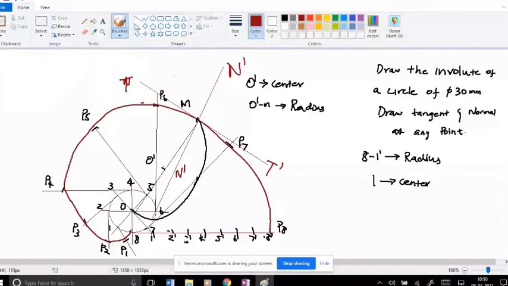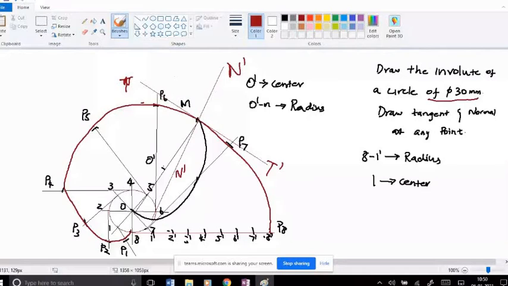So we need to mention two things. Even in the previous question, the involute of a square, I forgot to do that. Just make a note of this. We need to dimension two things. One is the one given in the question, which is nothing but the diameter of the circle. In the previous question, it was the side of the square. I need to dimension that.